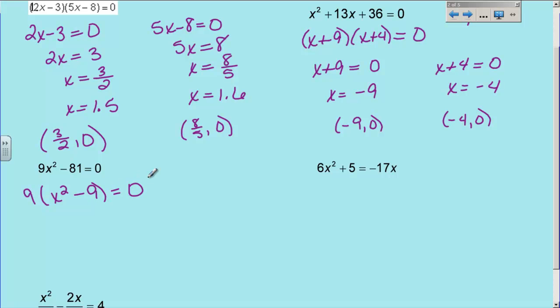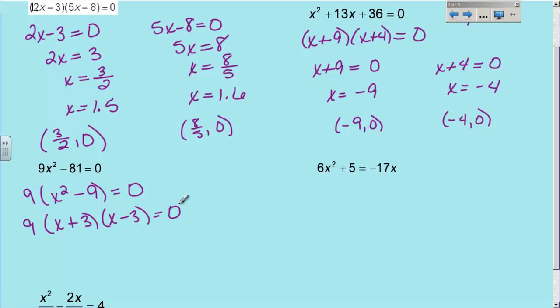equals 0. But I have still not finished factoring, because this x squared minus 9 is a difference of two squares. There's the difference with the minus sign: perfect square x squared, perfect square 9. So I need to factor this. The 9 that I factored out a minute ago stays. And then to factor this, the square root of x squared is x. The square root of 9 is 3, so I end up with x plus 3 and x minus 3.